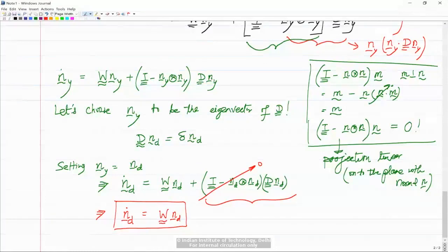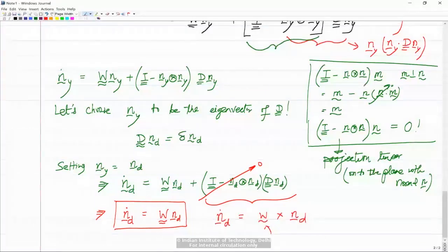So what this tells you is that for the line elements which are oriented along the eigenvectors of D in the current configuration, if you try to find their rate of change of orientation, it is simply W times ND. Which you can also write as ND dot is equal to W, the angular velocity, cross product ND. You see, this is the angular velocity coming from the spin tensor, and that's why the name spin tensor. This W is the part which shows up when you look at the rate of change of orientation.